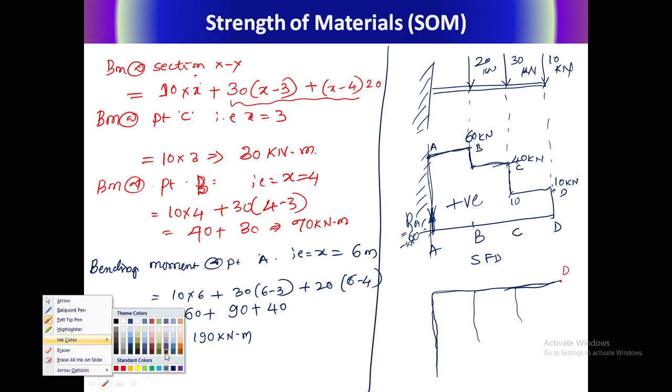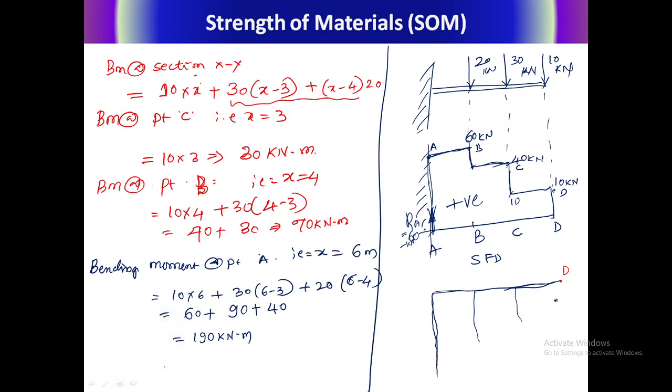Yes, sir. If x equal to 0 is substituted, what value comes at D? At D, 0 comes, sir. Right. So now this value is 0. Now at point C, it is 30 kilonewton meter. At point B, it is 70 kilonewton meter. And at point A, it is 190 kilonewton meter. Now this is a negative value. Now this is point A, point B, point C, and point D. Got it? Now, do you have any doubts over this problem?